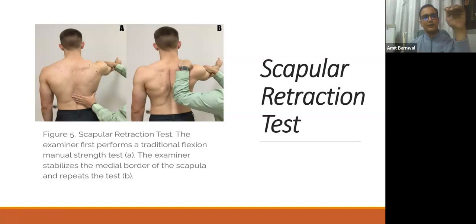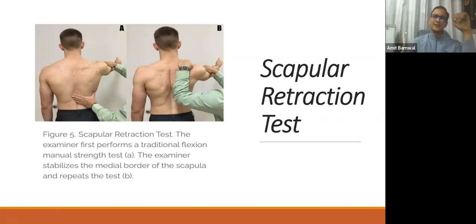We try to cup the upper part of the scapula, and with the fingers we try to stabilize the clavicle, and with the forearm we keep it on the medial border of the scapula. We need to stabilize that medial border of the scapula along with the clavicle, and we ask the patient to elevate the arm.